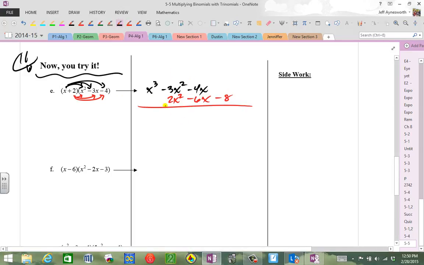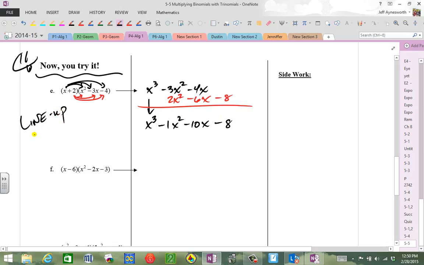Adding vertically here, we got x cubed. We got negative 3 plus 2 is negative 1, so negative 1x squared. Negative 4 plus negative 6 is negative 10, so negative 10x, and then minus 8. Okay? Add vertically. All right, line up like terms and add vertically.